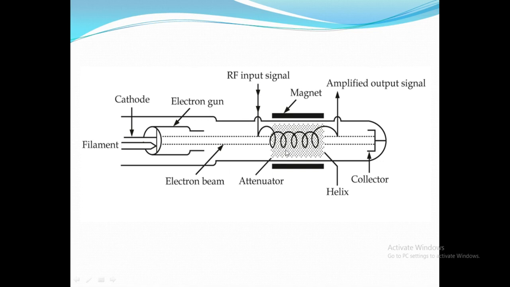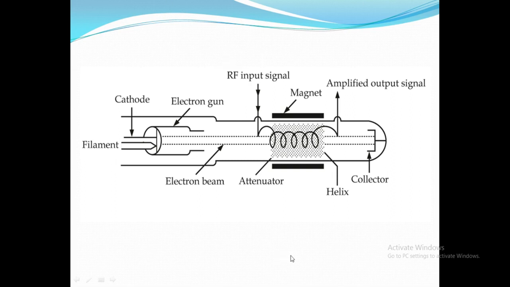Next is the helix. It is a loosely wound thin conducting helical wire which acts as a slow wave structure. RF input is applied at one end of the helix and output is taken at the other end. And the collector: it is made positive in potential, and as a result the beam is attracted to the collector and acquires a high velocity.